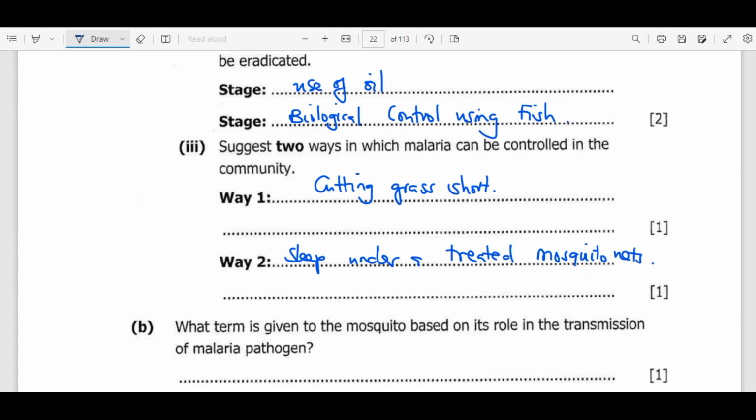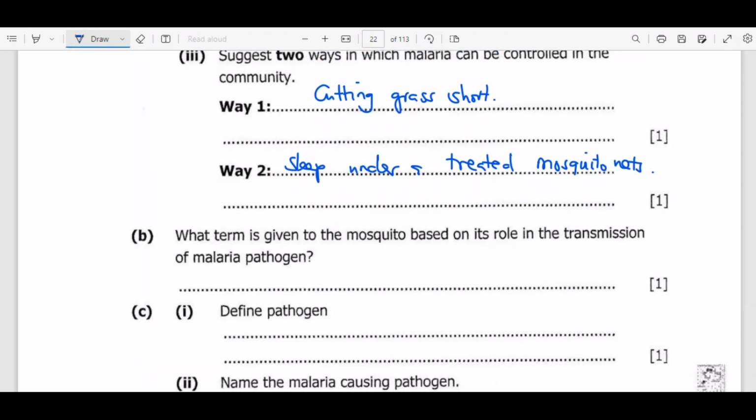What term is given to the mosquito based on its role in transmission of the malaria pathogen? So this is a vector. We can say this is a vector. A vector carries the pathogen inside. So that is the biological vector.